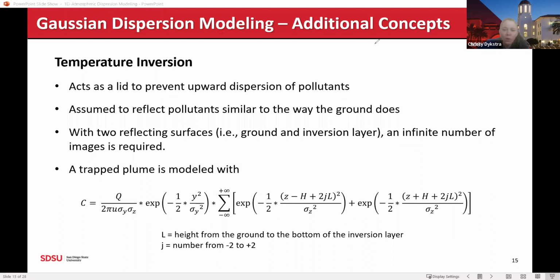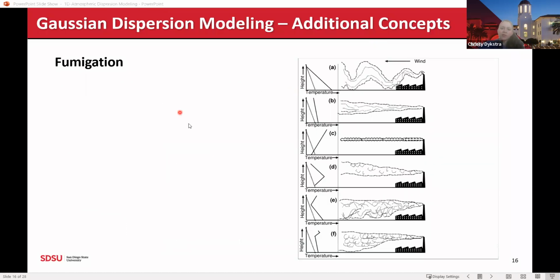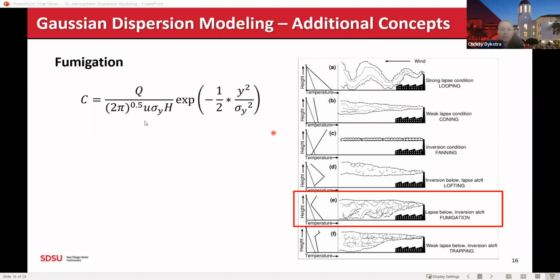So it is a little bit more work, but with Excel, we can make it very, very much easier. All right, so let me get back to my spotlight. Another thing I wanted to just point out is fumigation. Fumigation, we have a different equation for this. Now there are different types of patterns for how plumes will emerge and how they will work based on temperature, how the temperature over the height, as you go up in height, will look.